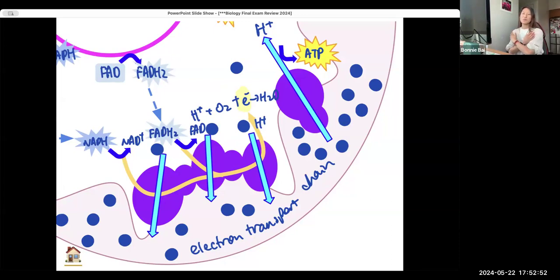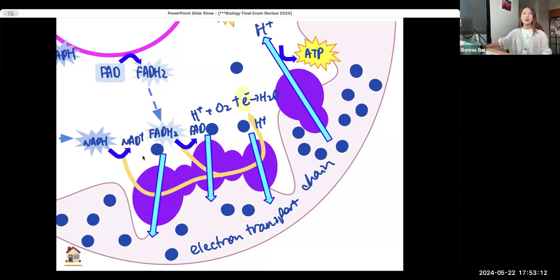So they'll come over from glycolysis. NADH comes from glycolysis, pyruvate processing, and the Krebs cycle, and FADH2 comes from the Krebs cycle only. All of those electron carriers will come to the electron transport chain on the inner membrane. You can see the fold on the inner membrane of the mitochondrion.